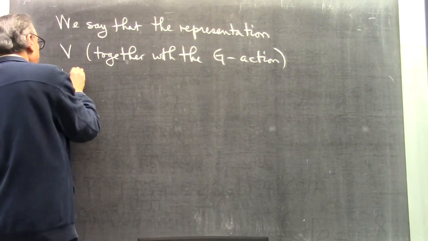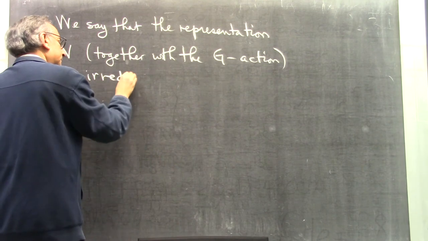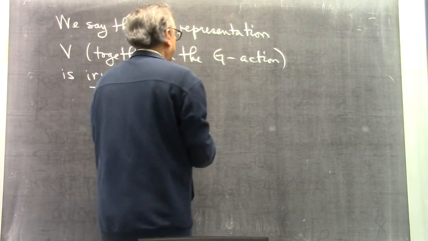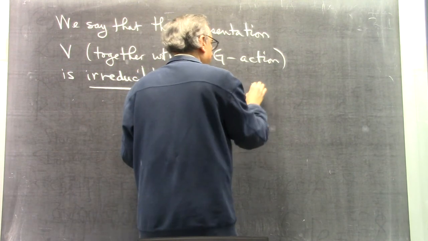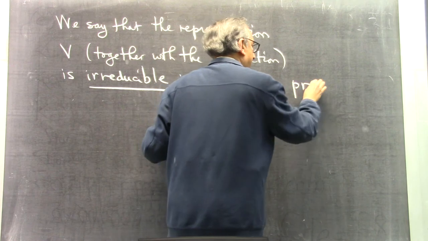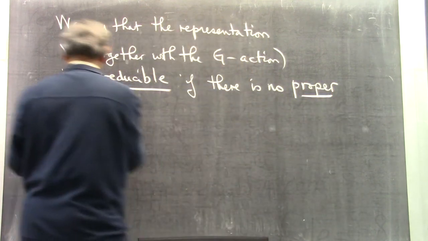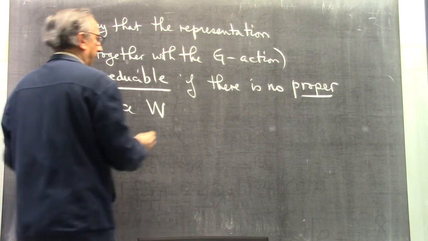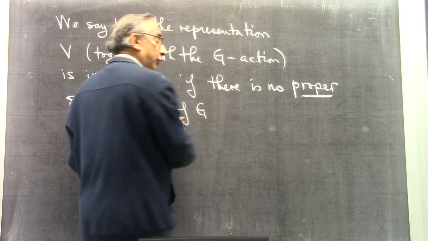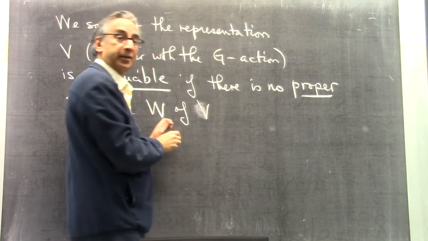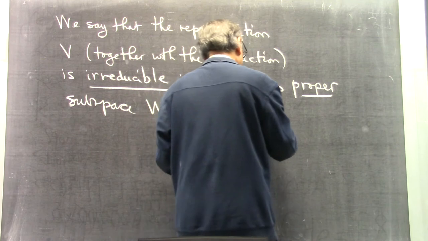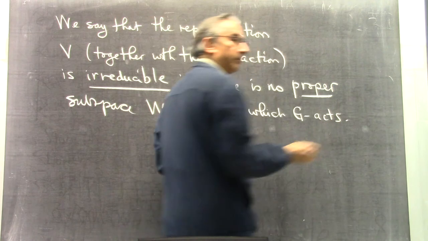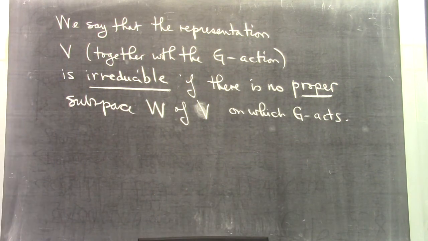is irreducible if there is no proper subspace W of V on which G acts. So those are called irreducible representations.